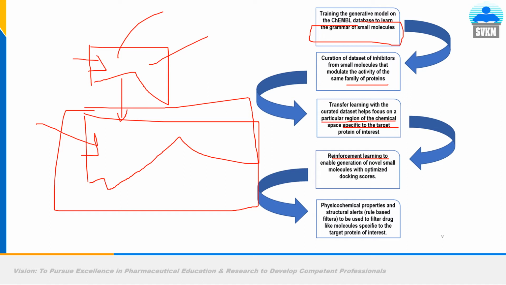Then from those 10 molecules, you will choose only 4 or 5 based on your study protocol, and you will go to preclinical or animal studies before planning for clinical trial.